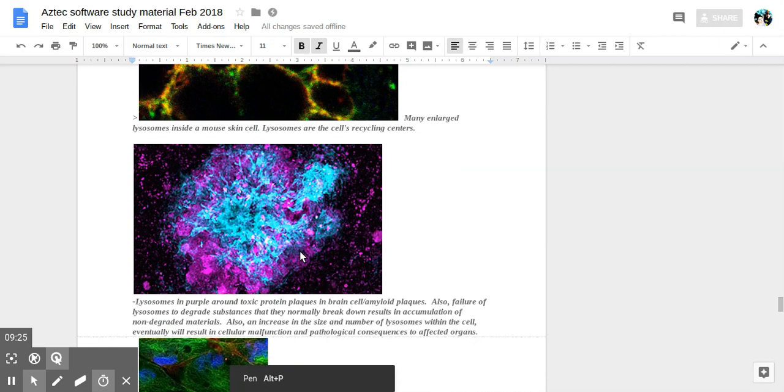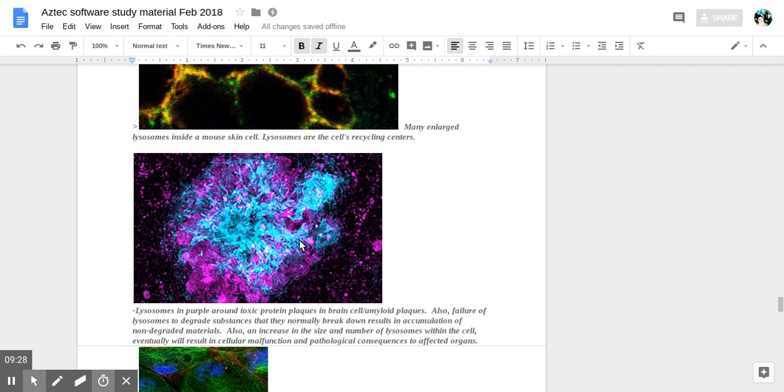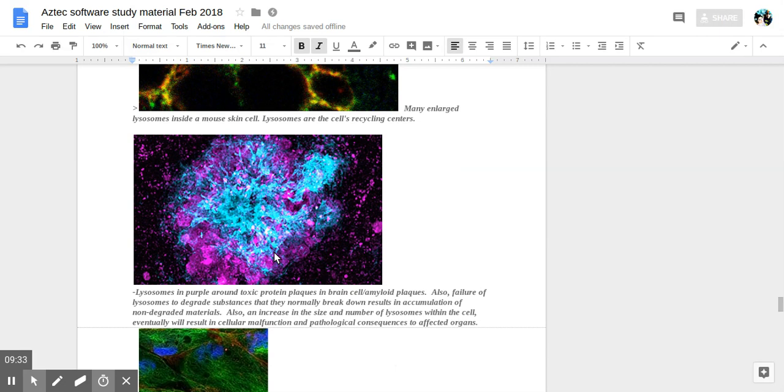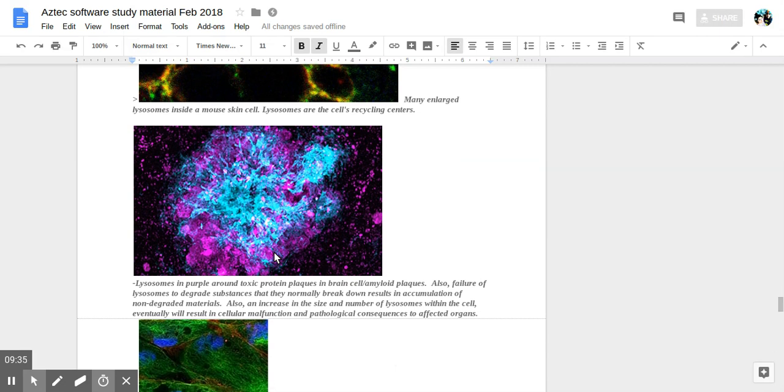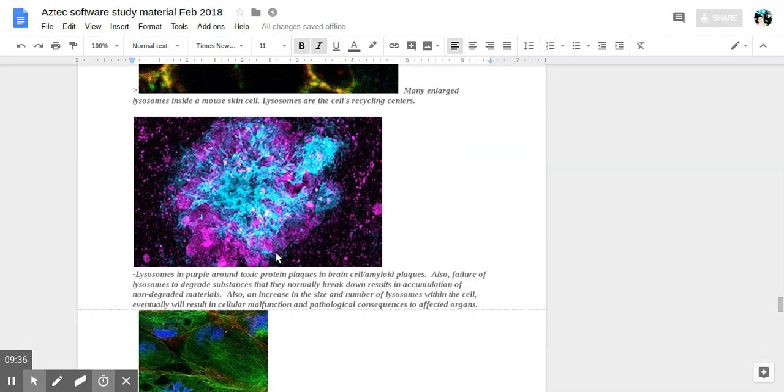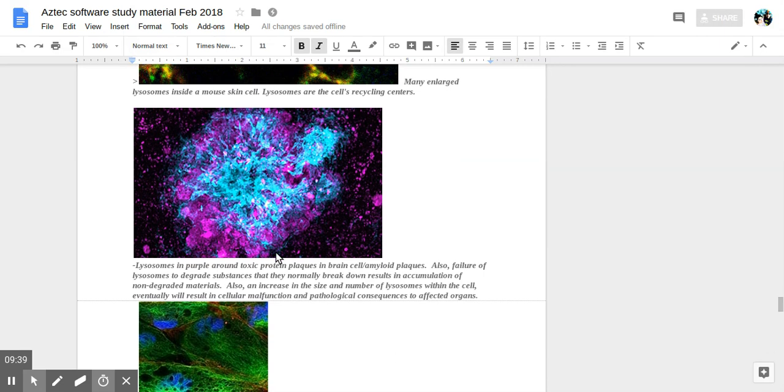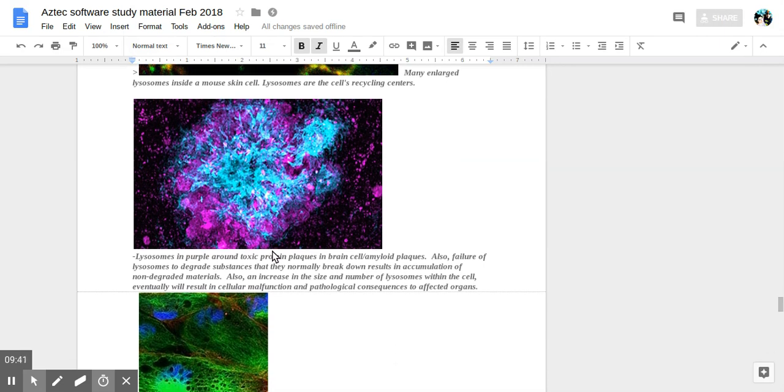Here are lysosomes in purple around toxic amyloid plaques in brain cells. Failure of lysosomes to degrade substances that they normally break down results in accumulation of non-degraded materials. An increase in the size and number of lysosomes within the cell eventually will result in cellular malfunction and pathological consequences to affected organs. So too much is harmful, because they are very acidic.